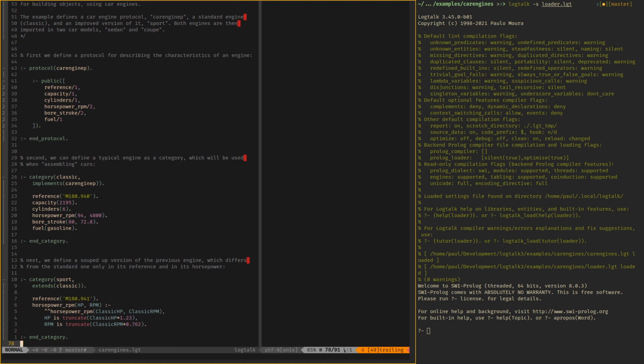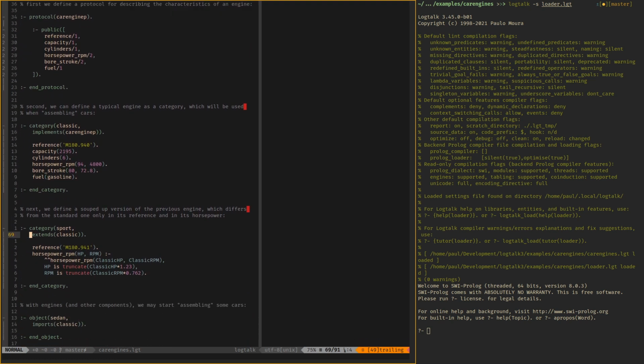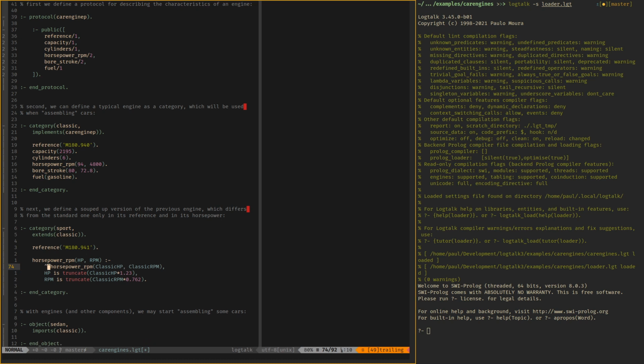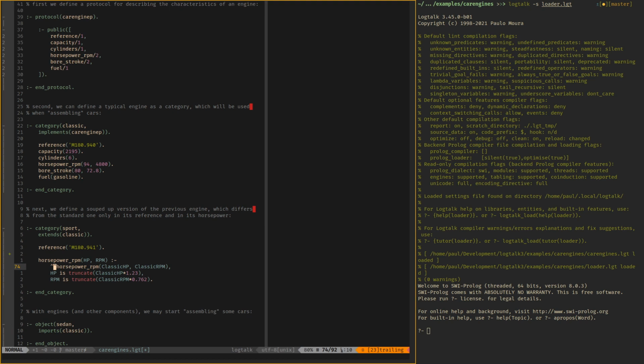And we have another category as well following up, which is a sporting one, and it extends a classic category. Now this is exciting. So that means if it extends the classic category, it must implement the classic car engine protocol, which it does. But in extending, it can overwrite things as well. So we've only got two things overwritten here. The reference is overwritten, and the horsepower RPM is overwritten to be this calculation where we get the horsepower RPM from its supercall. That's what the double hats means. So like a supercall, so it's calling this horsepower RPM. It gets the classic HP and the classic RPM, and it truncates a multiplication of those numbers.